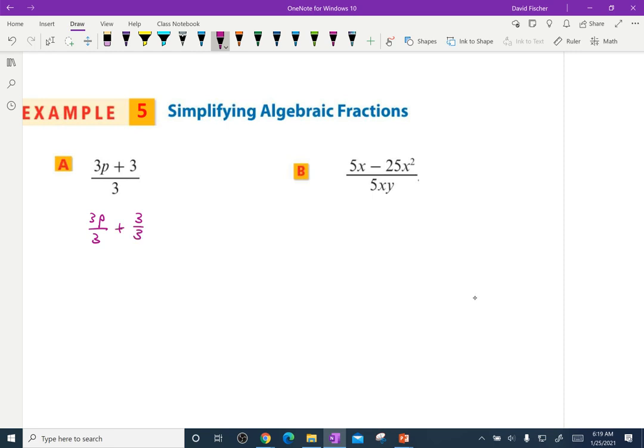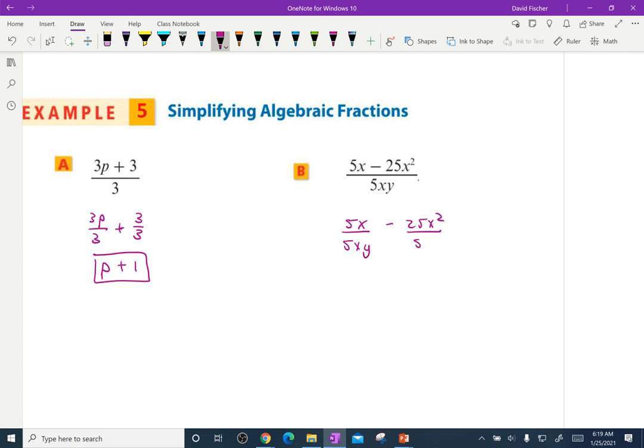And so over here, we say 3 divided by 3 is 1. One of these things called p. And then we still have a 3 divided by 3 here, which is 1. So our final reduced algebraic fraction there would be a p plus 1. Okay. Now over here we have 5x. I want to say minus 25x squared. And this is really over 5xy.